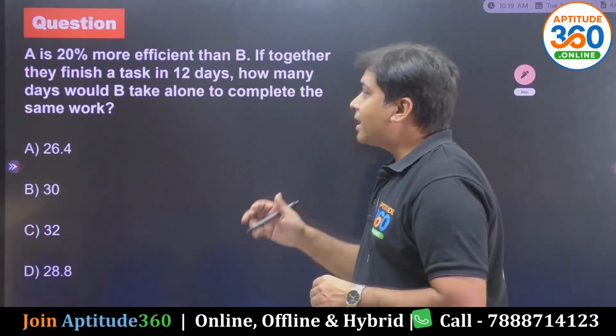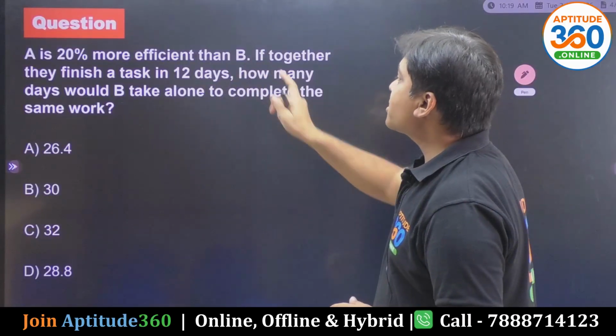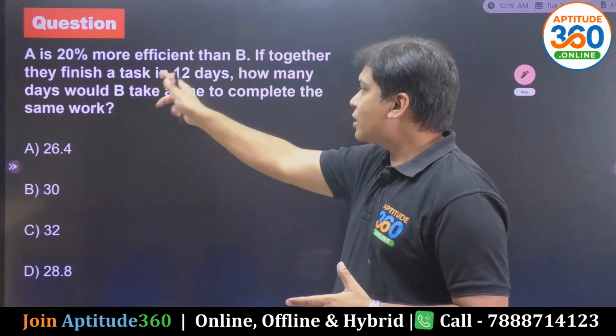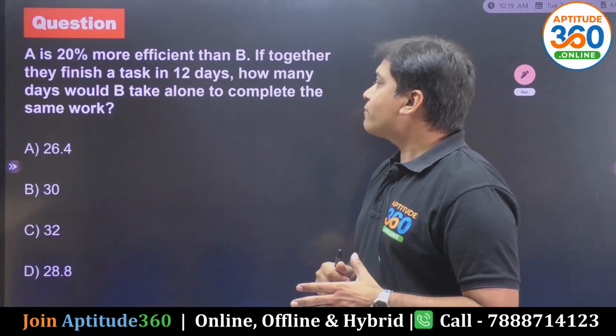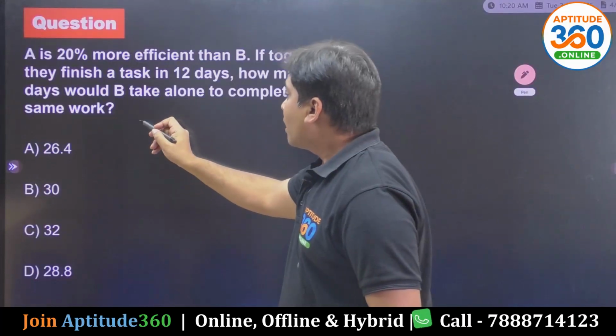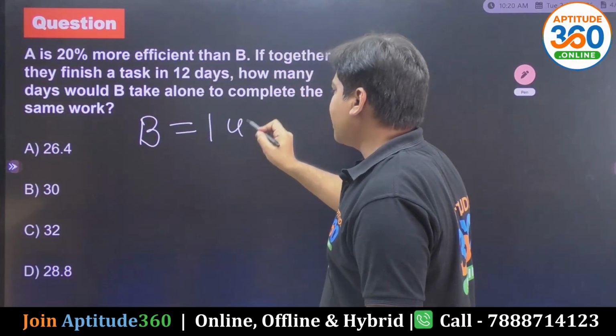Let us solve this time and work problem. It says that A is 20% more efficient than B, and together they finish the task, any given task, in 12 days, right? How many days would B take alone to complete the same work? So what I'm going to do, what if I assume that B does 1 unit per day? That we can do, right?